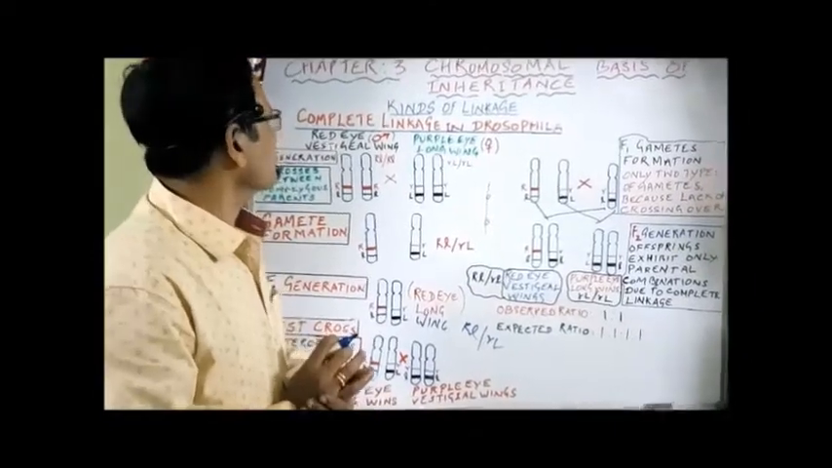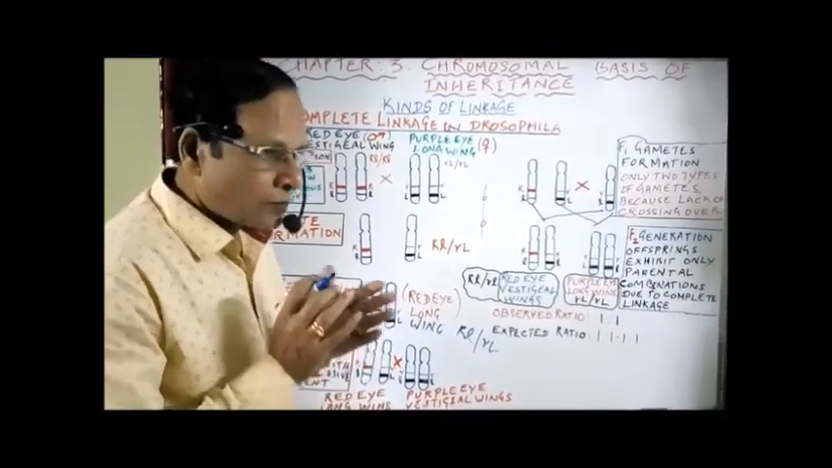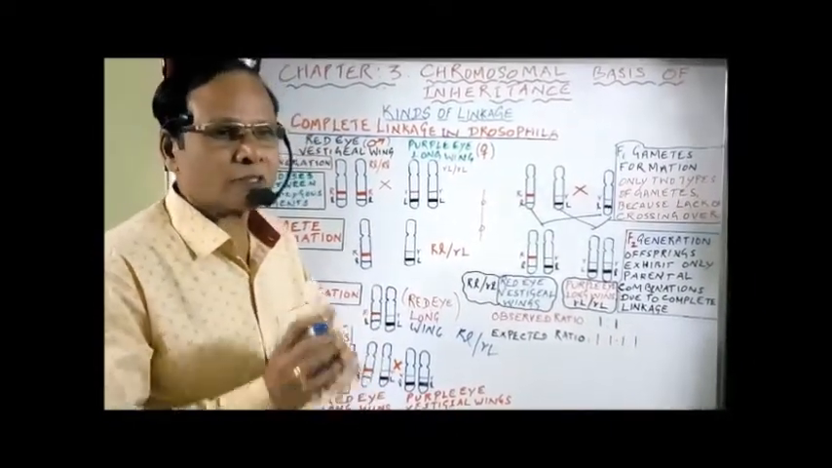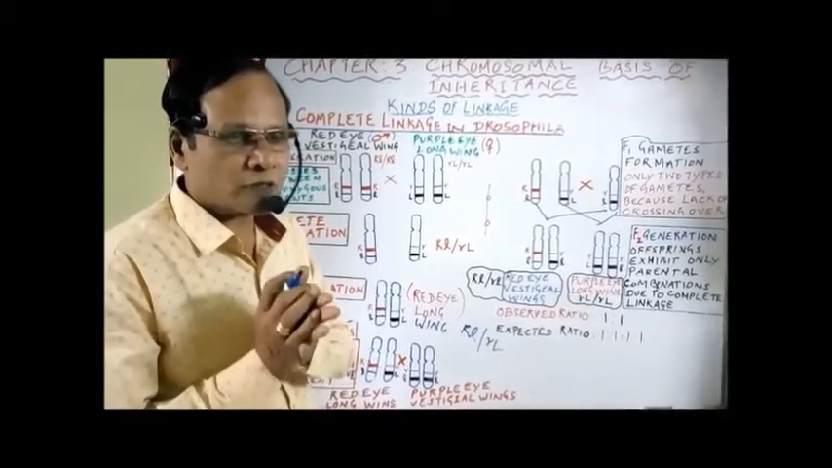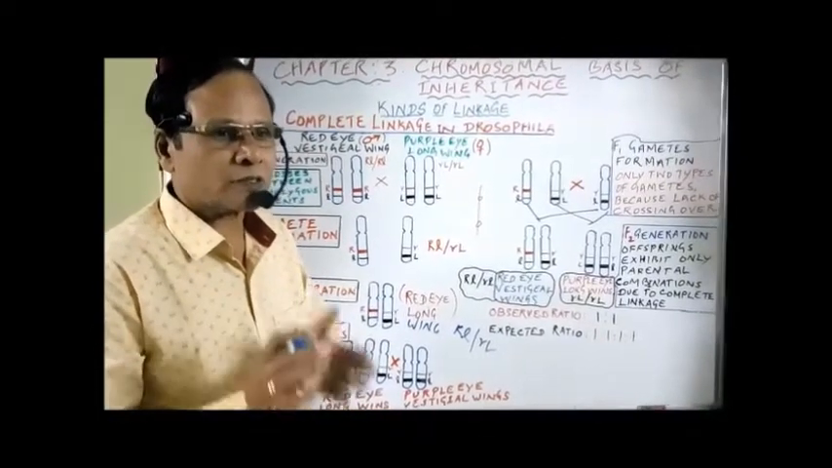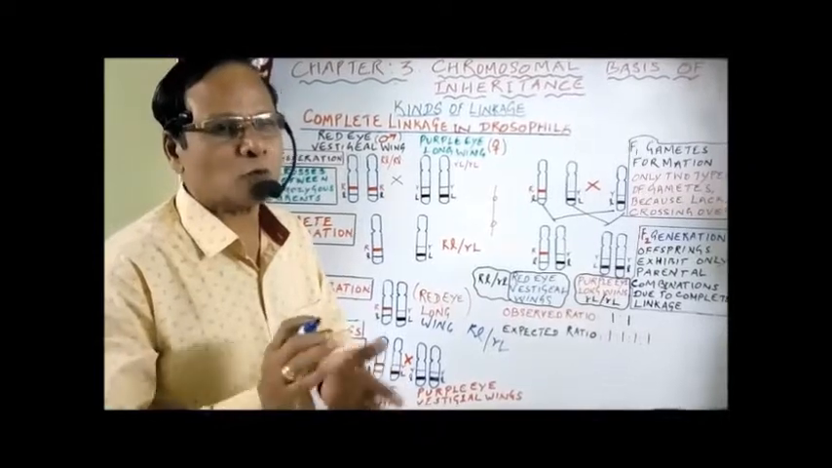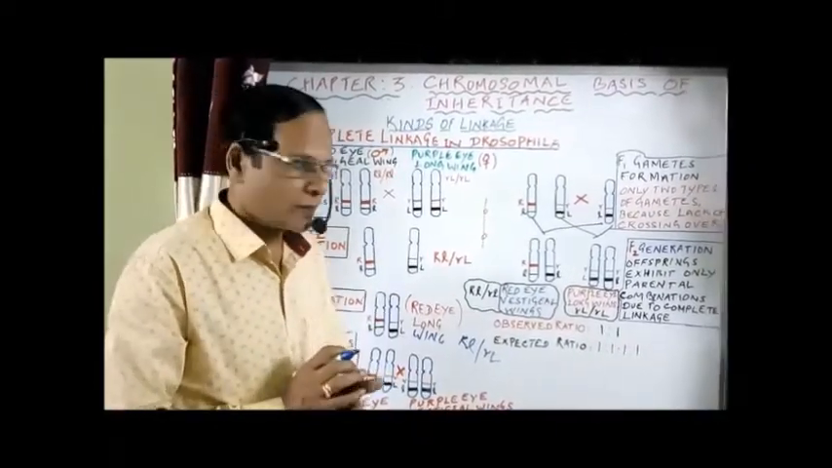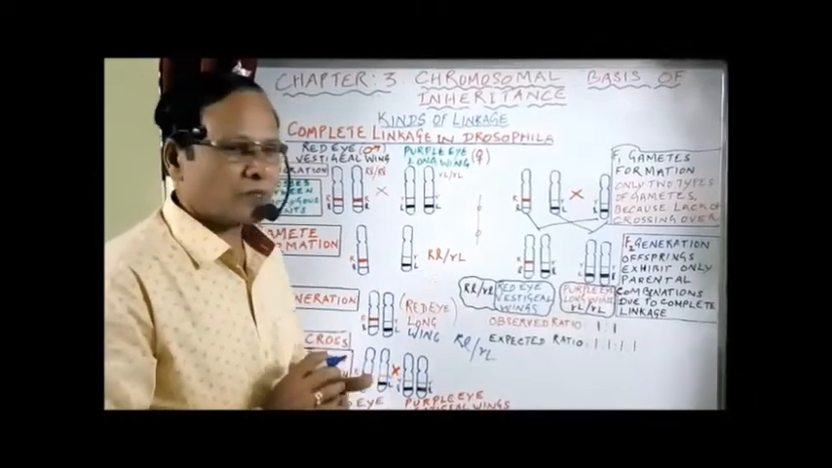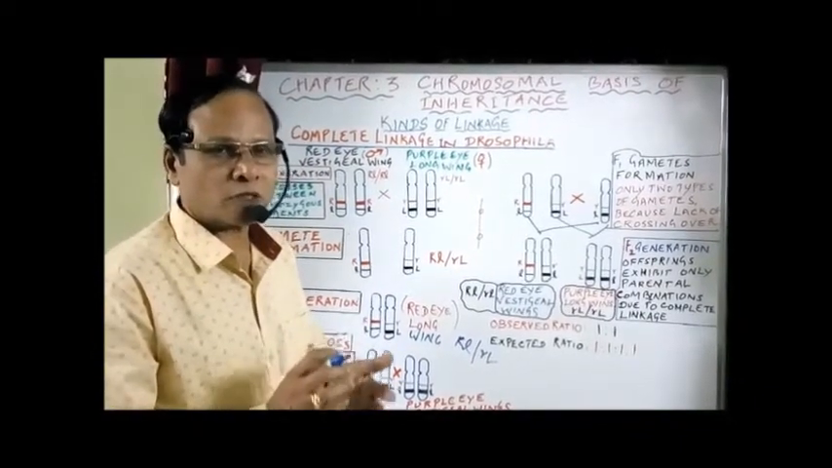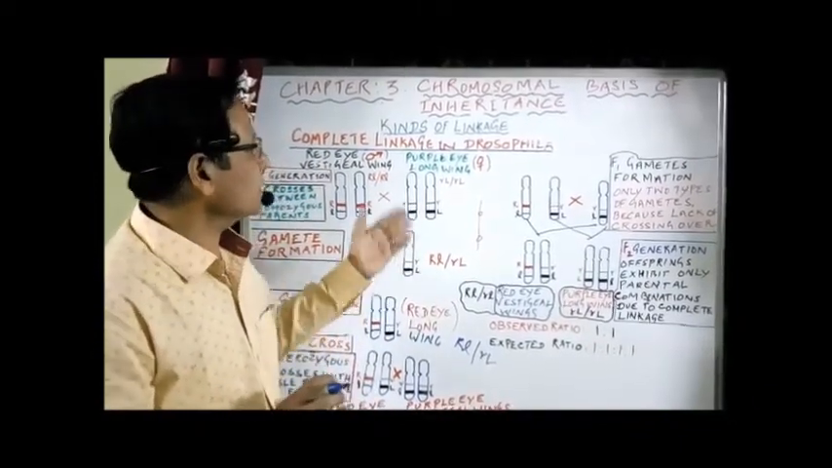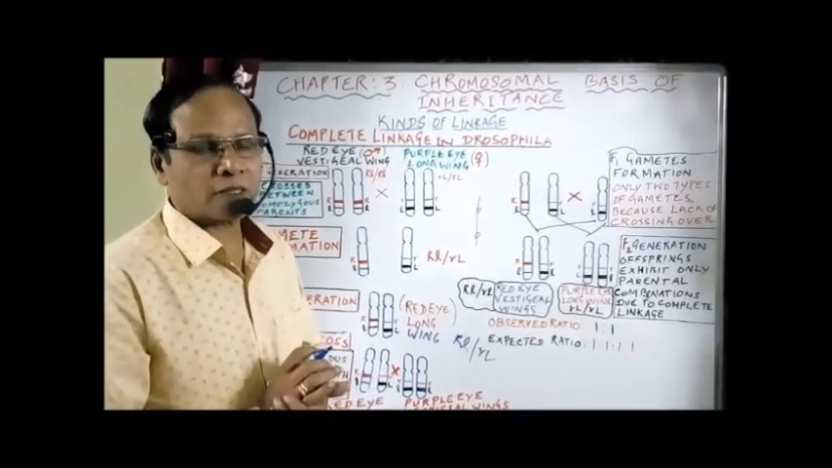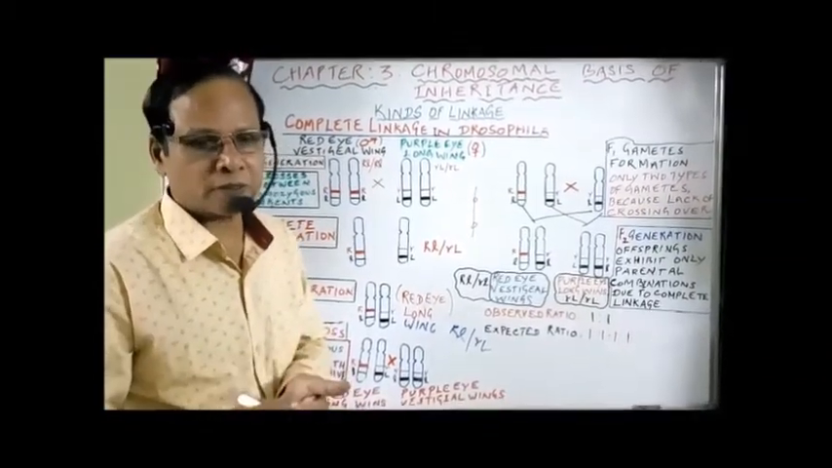Okay, so this is about complete linkage. In complete linkage, there is no chance of getting new combinations. We have received only the parallel combination. This is because of the absence of crossing over. So that's about the ratio observed in complete linkage, 1:1 instead of 1:1:1:1. Now let's go to the next one, incomplete linkage as observed in maize by Hutchinson.